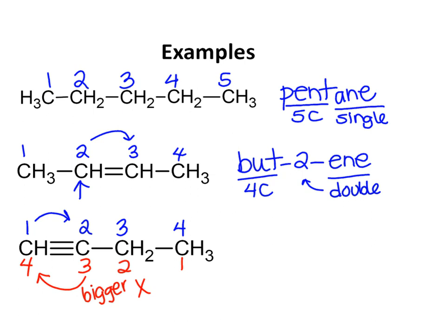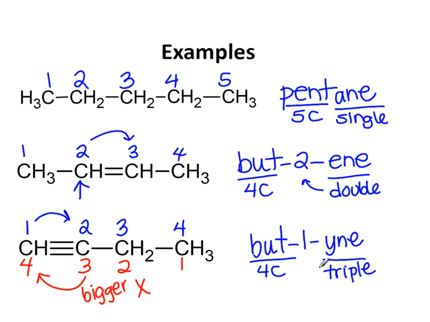So again, when I go to name this one, since it has 4, it's going to be bute again. I have triple bonds starting at 1, so I'm going to put a -1. And then since it's a triple bond, my suffix is YNE. Bute is 4 carbons, YNE is triple bond, and the triple bond's at number 1. That's what it's telling me. It starts at carbon 1.